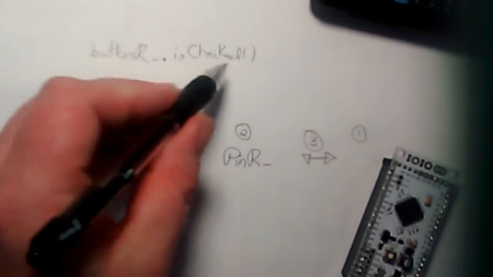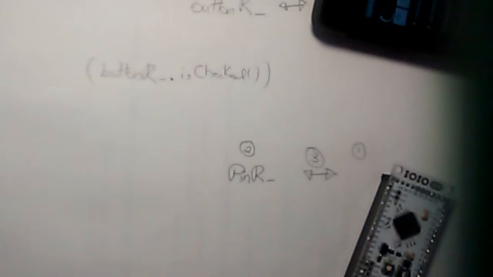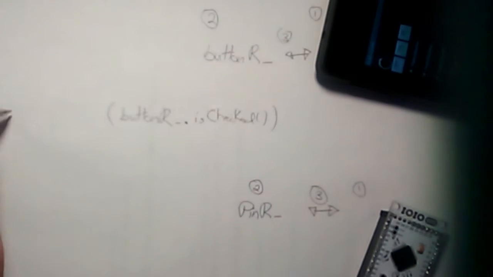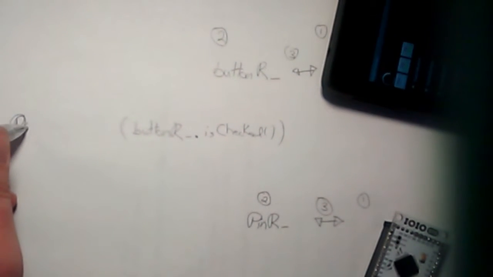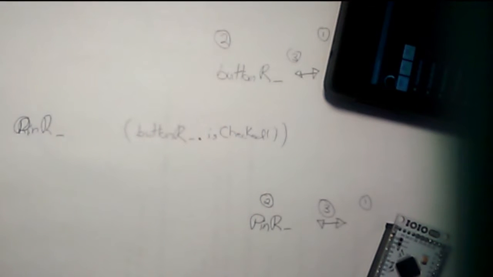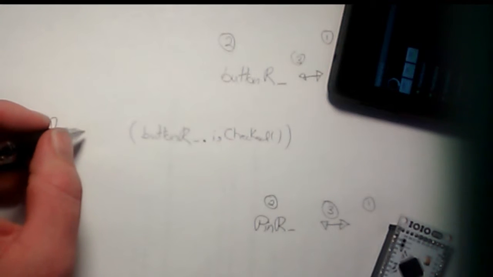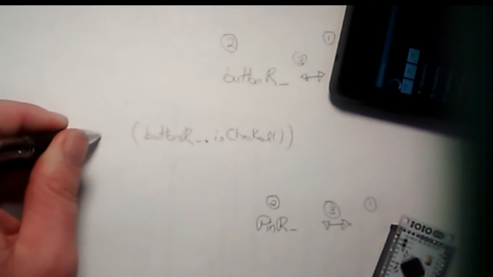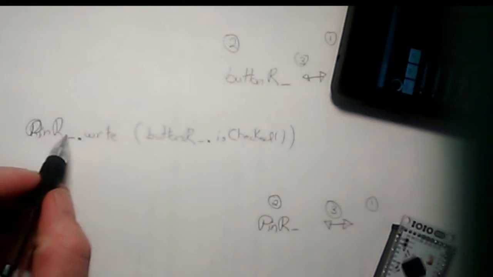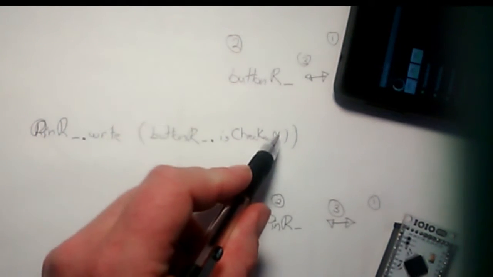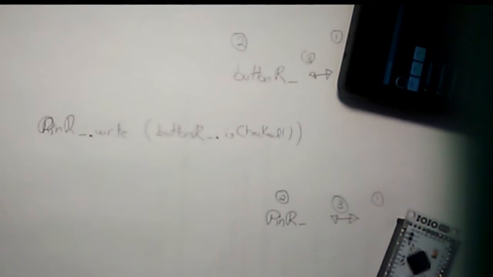Then we're going to take whatever that returns us, and we're going to stick that into the pin. And our pin is called pin R underscore. And on that pin, you can write to it, and the function is write. So this is the code that will take whatever the button is, and stick it into the pin. So then you turn on and off, and that pin will turn on and off.